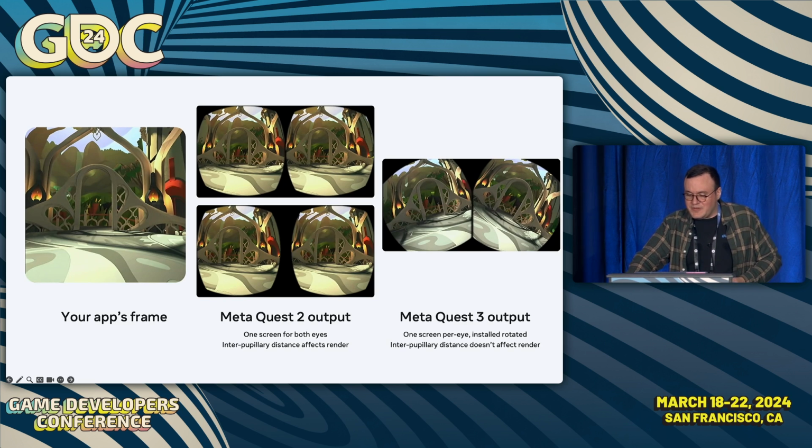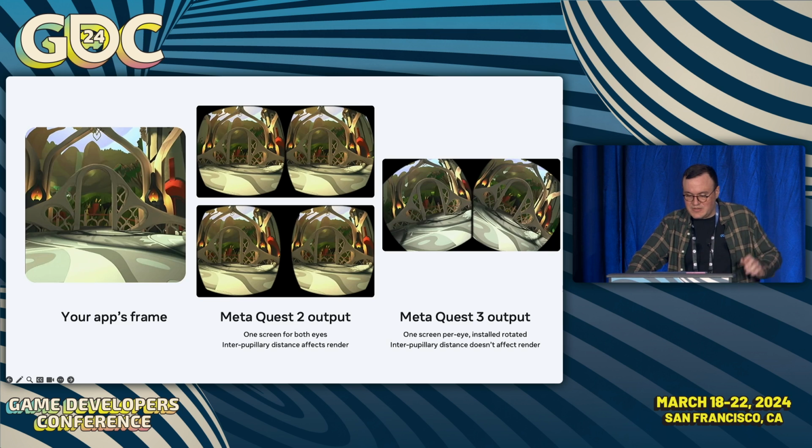Also, just of interest, the Meta Quest 2 renders both eyes to one screen. So you can see in these two images, the top has the distance between eyes set to minimum. The bottom has distance between eyes set to maximum. And that actually affects the render, what we show on our monitors. The Meta Quest 3, meanwhile, has one screen per eye. So the screens move with the lenses. But those screens are installed 21 degrees rotated.